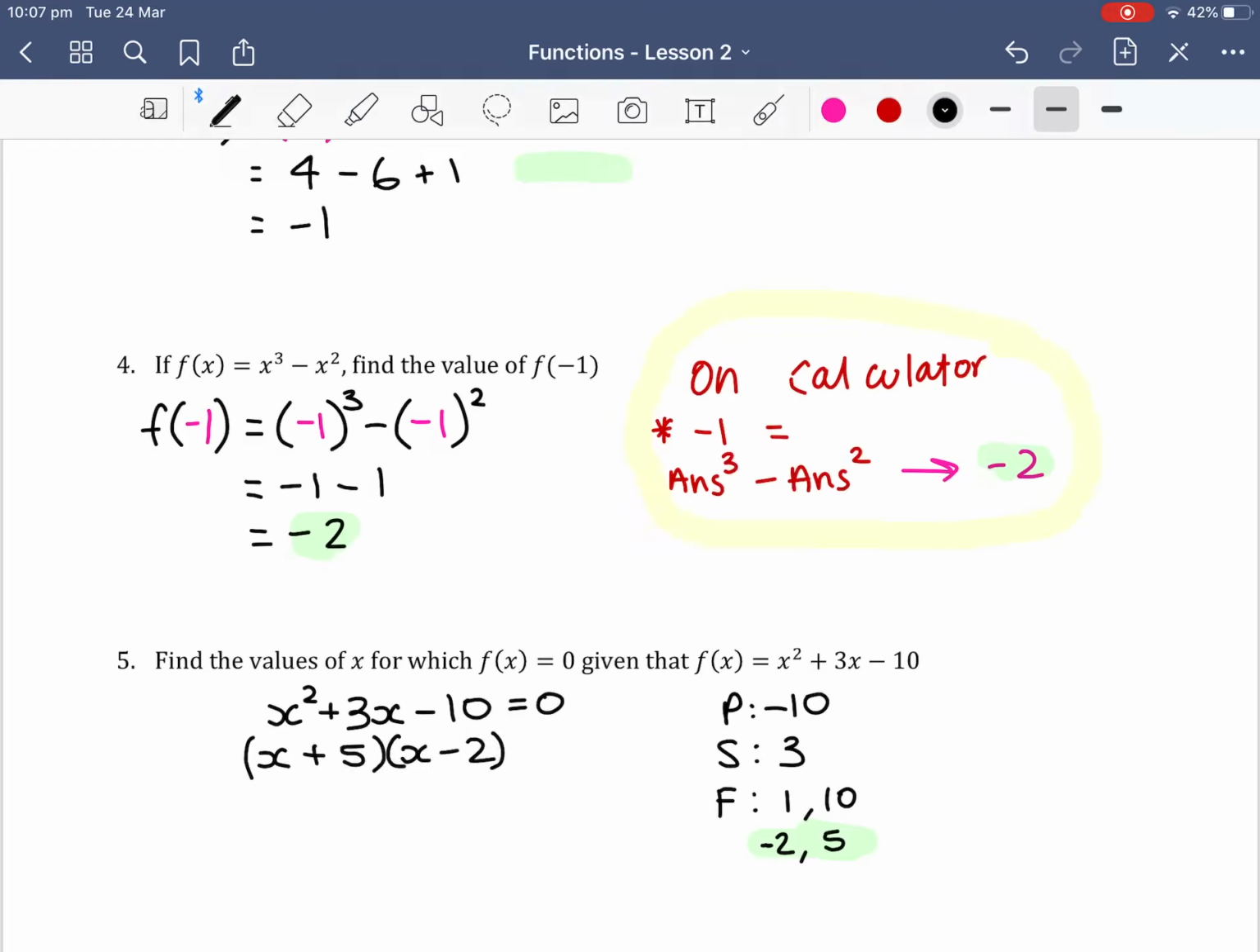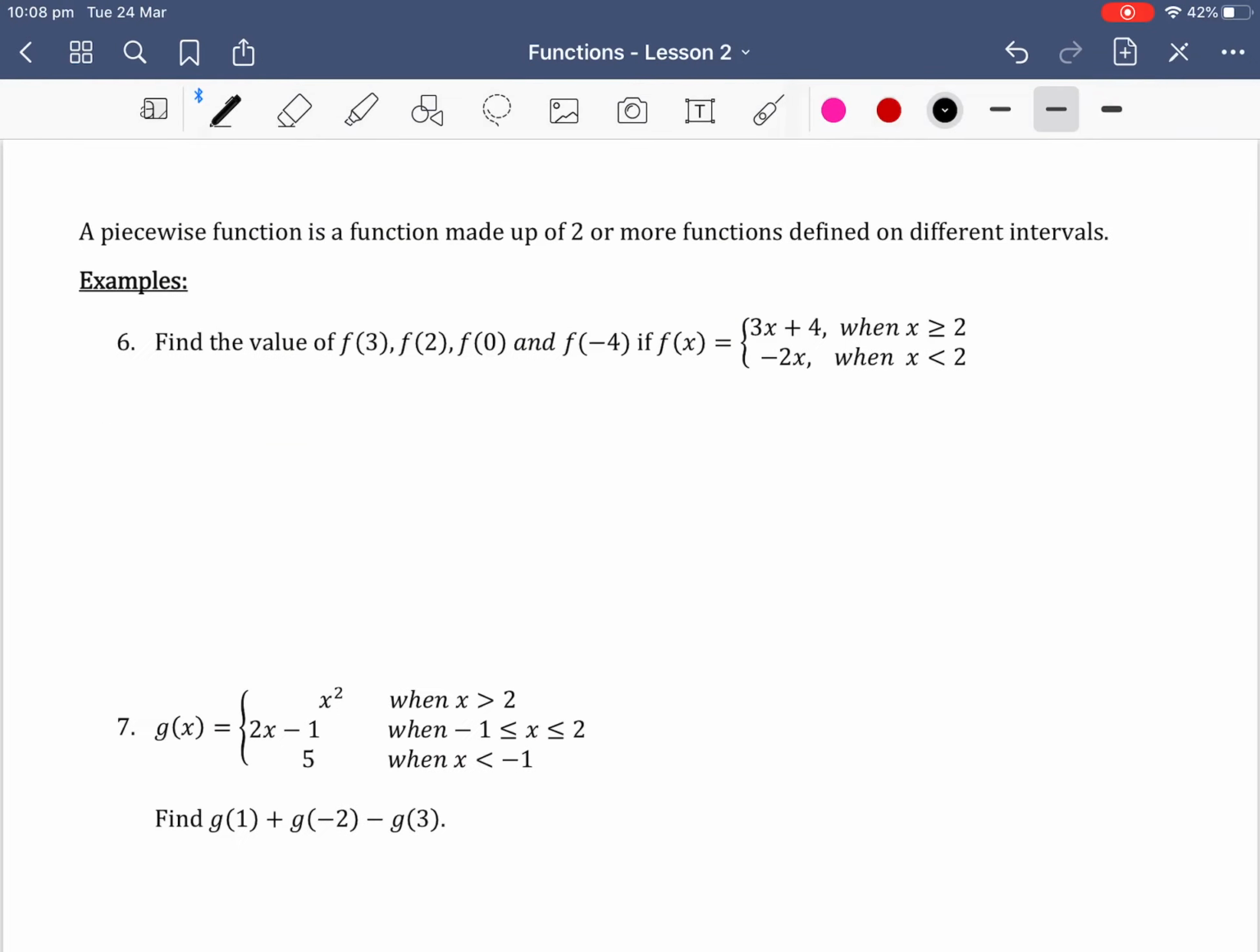So in my brackets, I'll have x plus 5, x minus 2 equals 0. So therefore, my x will equal negative 5 and positive 2. So we have found the values of x for which f(x), our function, equals 0, given that we have been given our function.